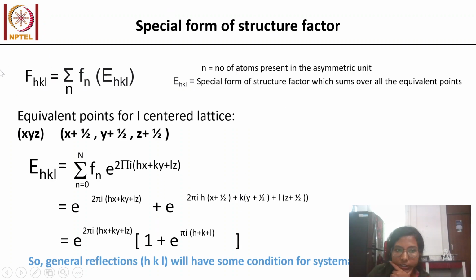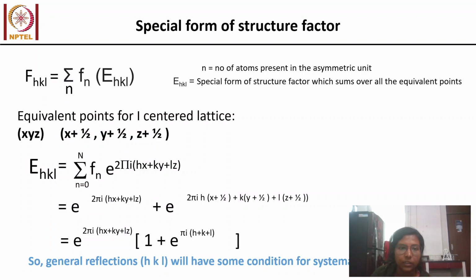Till now we have been learning about structure factors, and now what we will see is that the structure factor can be written in terms of a special form, which is the sum over all the equivalent points. This is actually nothing very new; we have been doing this before also. I'm sure you have gone through the professor's video, so I am not going into the derivation of how we get the EHKL from the FHKL.